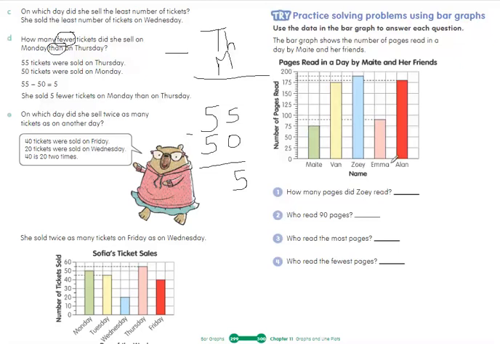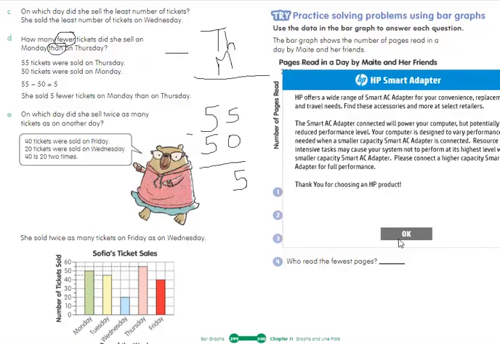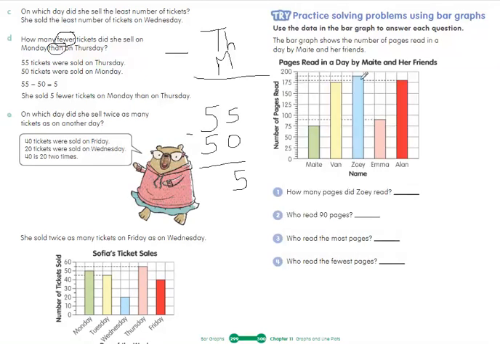And these are the names of the friends. So how many pages did Zoe read? Let's look at Zoe. Zoe read, if we go all the way to the top, well, oh, this one's tricky because it goes right in between.